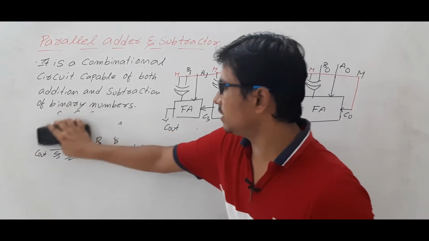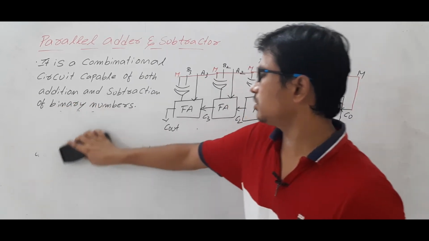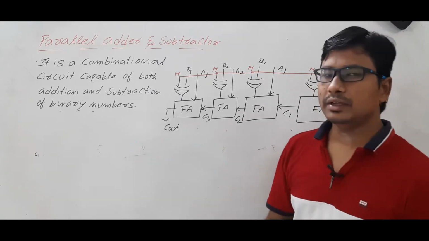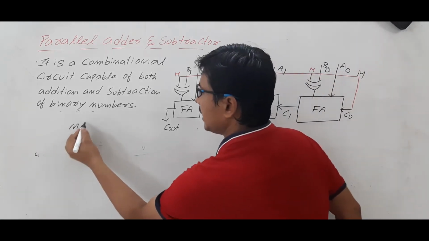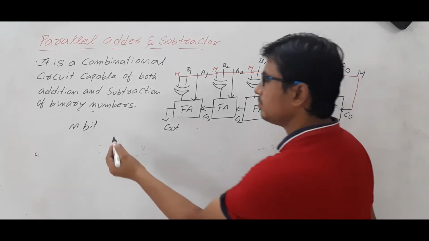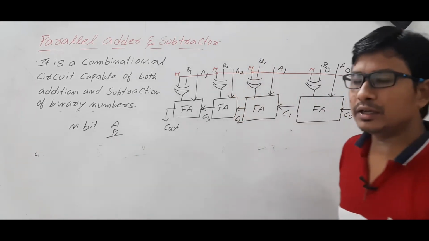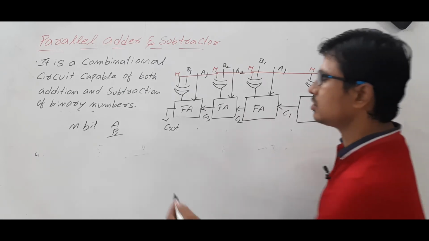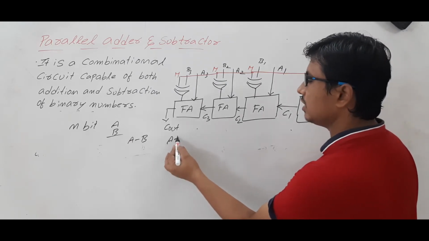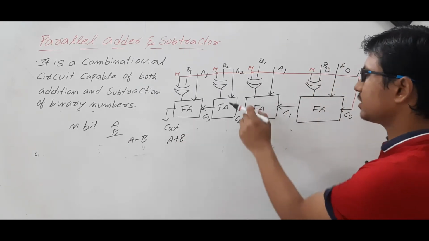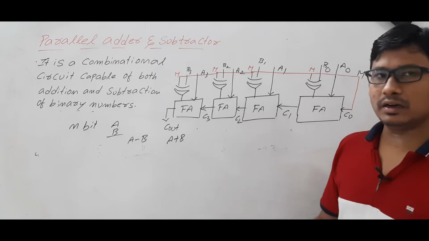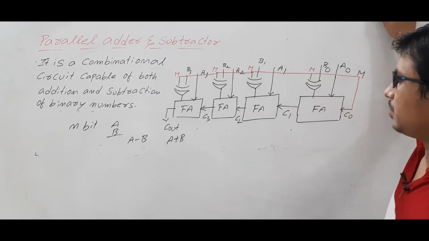Now with this principle, they have constructed a combinational circuit which will perform both the addition and the subtraction. If you have n-bit numbers and you want to perform addition or subtraction for two n-bit binary numbers, then you need n full adders. In this example, I want to perform A minus B or A plus B, which are 4-bit numbers, so I have taken 4 full adders. Based on the length of the bits, you need to take the full adders. Is it clear? I hope you have understood.